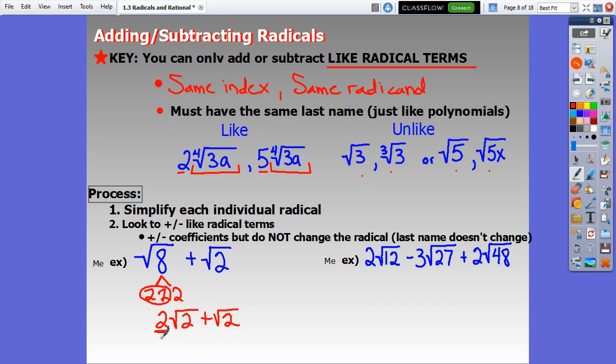So I have 2 square roots of 2, and then I have a 1 in front of this, so 1 square root of 2. So if you have 2 bananas plus 1 banana, you should have 3 bananas. The last name doesn't change. Okay.